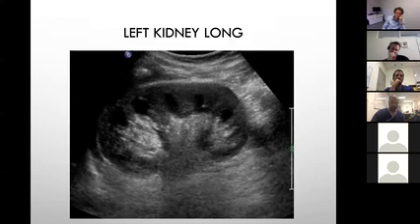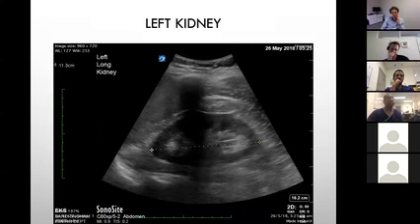All right. So when you want to measure a kidney, you need to measure from pole to pole, like bipolar length. That's what we're interested in, superior pole to inferior pole. I particularly like this slide mainly because, what is this echogenic shadow coming from?